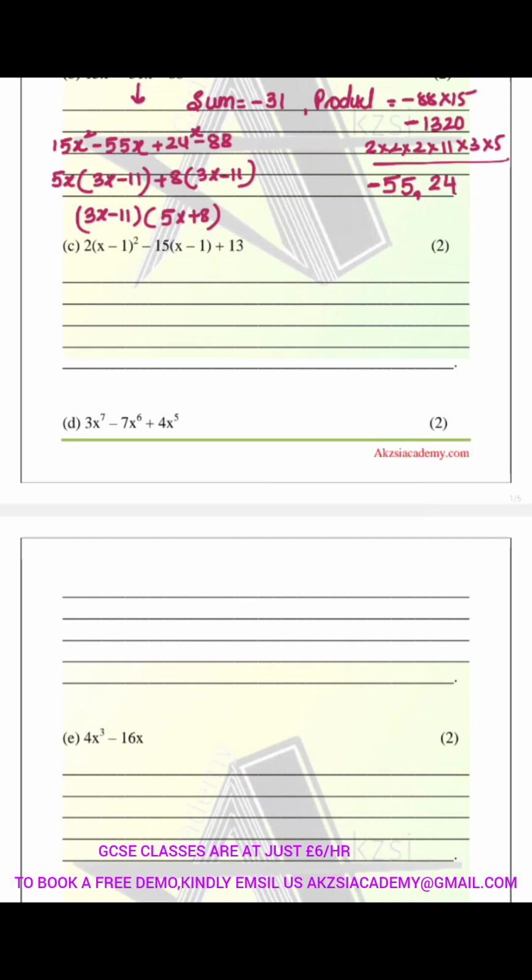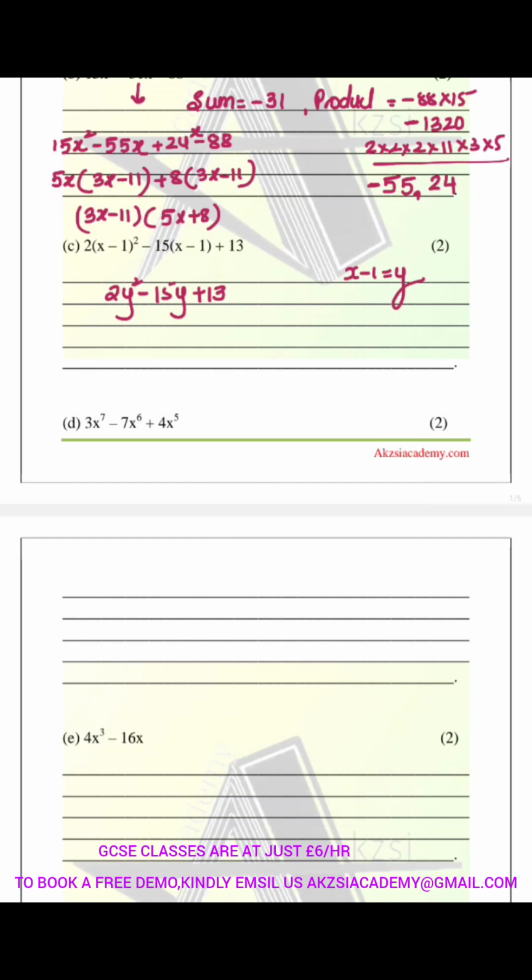No, it looks like a quadratic, a hidden quadratic, you can say. If I assume x minus 1 as y, then you can see clearly that it's a quadratic. Replacing x minus 1 with y, I'll get 2y squared minus 15y plus 13. Now you can clearly see this quadratic. What you need to do is just solve this quadratic.